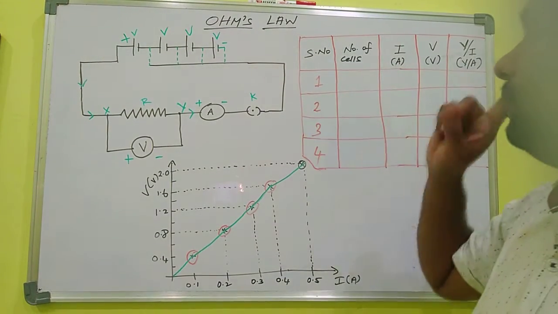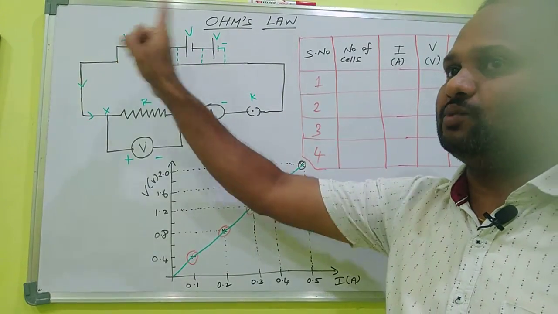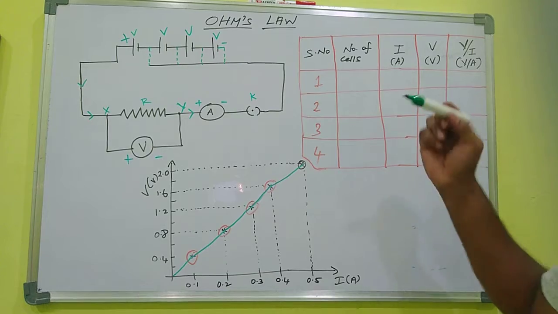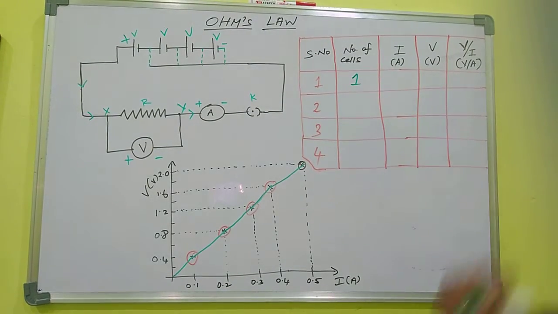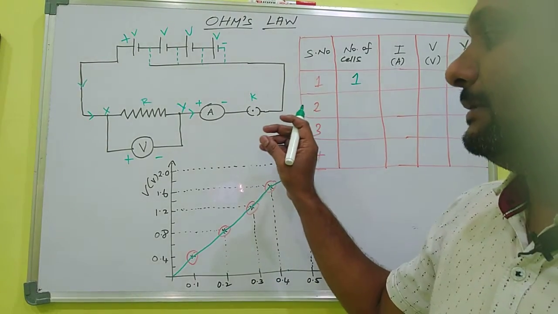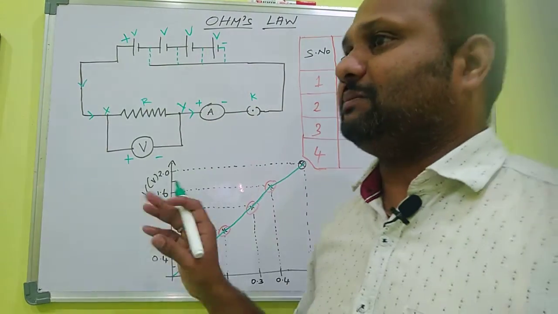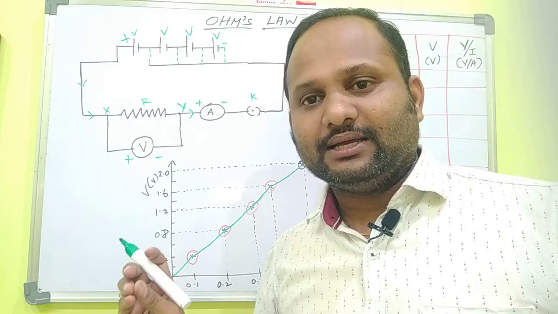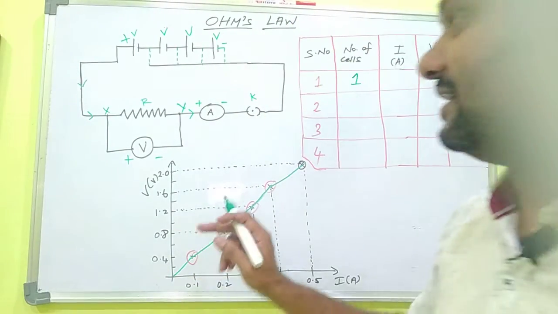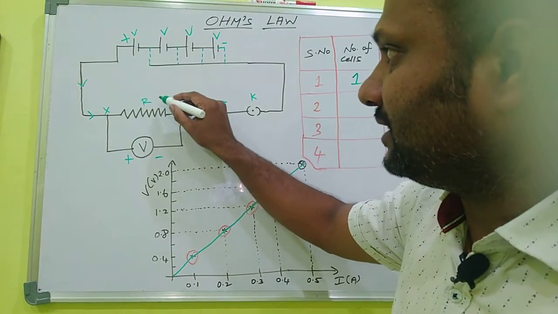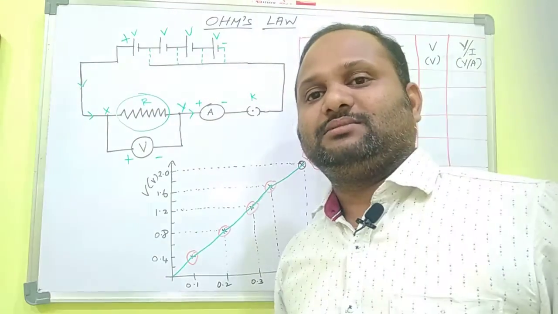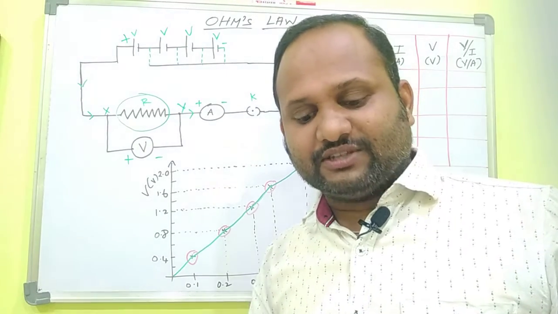First, serial number 1. How many cells are connected first? Only one cell. So I write here 1, the number of cells connected in the electrical circuit. What is the voltage? That means the potential difference between the two ends of the electrical circuit. Here we are using one important component. This is a resistor. Here the wire acts as a resistor.